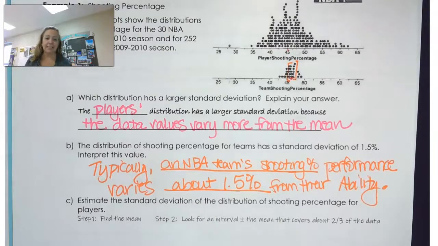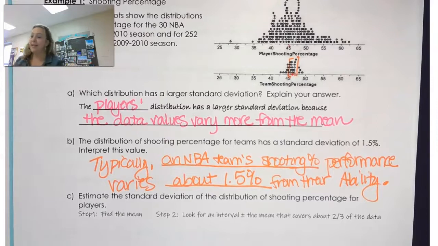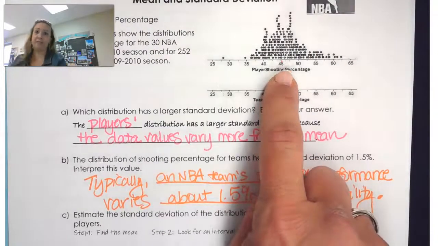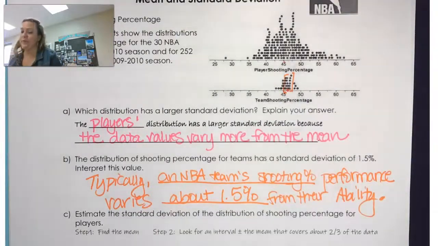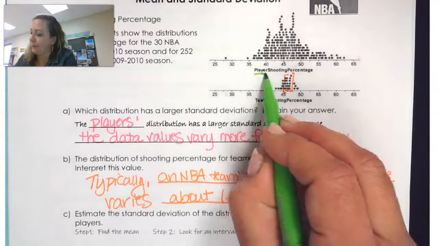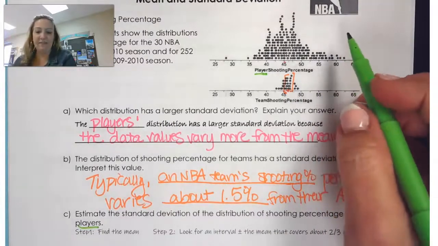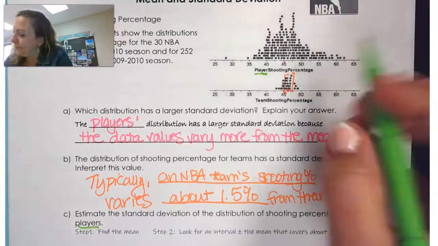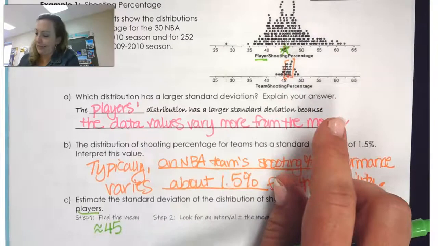The next thing asks us to estimate the standard deviation for the distribution of shooting percentage for the players. Now, I don't know exactly what this is, and I don't want to put all these values in my calculator. So this is how we could do that. We know that standard deviation is in relation to the mean. So why don't we estimate where the mean of this is? If I look at the player's shooting percentage, I think the mean might be about 45-ish. So I'm going to say that the mean is about 45. And the unit that we're dealing with here is percent.